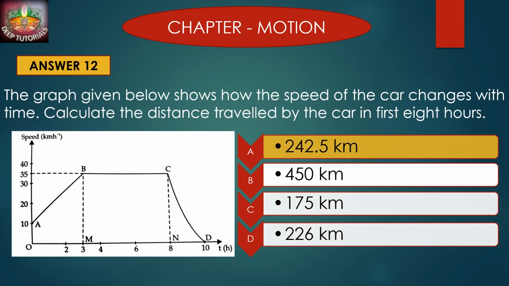The answer for question number 12 can be calculated by using the area covered under the graph. The area of a trapezium and the area of the rectangle can be found out and added to give you the result 242.5 kilometer. So the correct option is A.